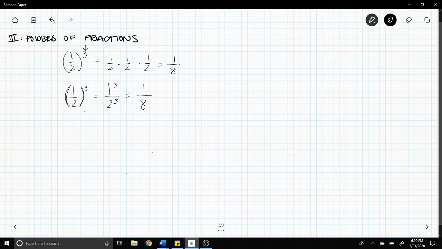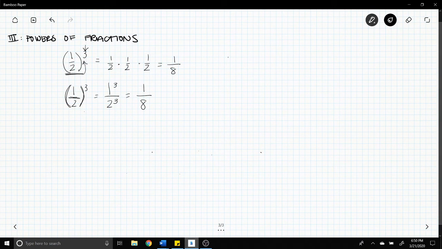Right? 1/8, either way. So you can write these either way, but I want you to understand it in both ways. This means we're taking that fraction and multiplying it by itself this many times, or we're distributing that power to each part of the fraction, to the numerator and the denominator.